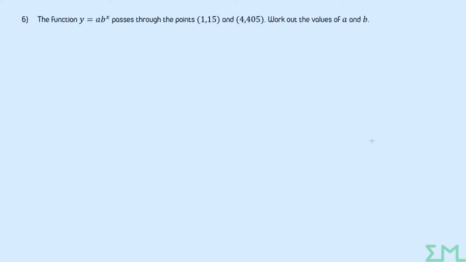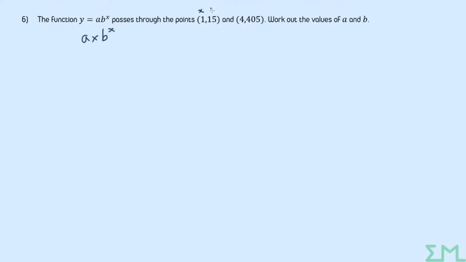Okay, next question. So this is a question about the exponential function, without the need to sketch a graph or look at a graph. In fact, we are using information about the points that this graph passes through in order to answer the question. So we've got our function here, y equals ab to the x. Make sure you realize that is a times b to the x. That power of x is not affecting the a. And we are told we are going through points 1, 15 and 4, 405.